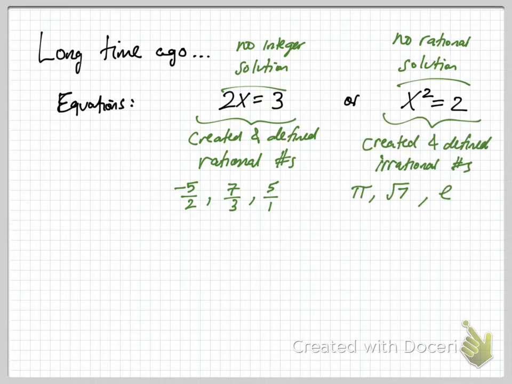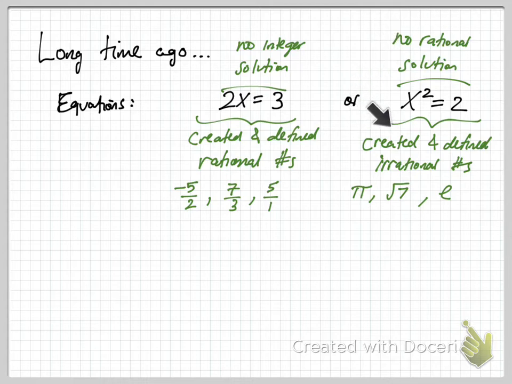Now for the other one, once they did create rational numbers, then they were also stumped because they're like, okay, well, we expanded our list to rational numbers, but now I can't think of any fraction that I can square that would give me the number 2. So again, they were stumped and they would say, oh, there was no rational solution.